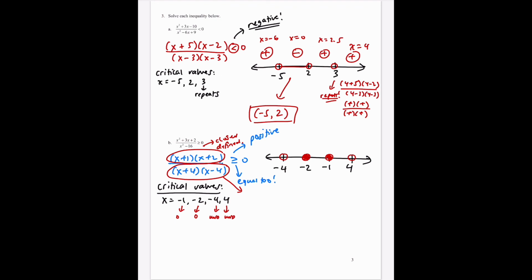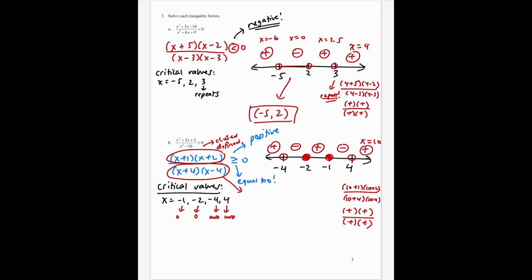So let's plug in some test values. I like to plug in like 10 or some large number. So 10 plus 1, 10 plus 2 over 10 plus 4 times 10 minus 4. 10 plus 1 is positive. 10 plus 2 is 12, which is positive. 10 plus 4 is 14, which is positive. And 10 minus 4 is positive. So a positive times positive is a positive, divided by a positive, which is a positive. There's no repeating factors, so this one is straightforward. It's just positive, negative, and positive.